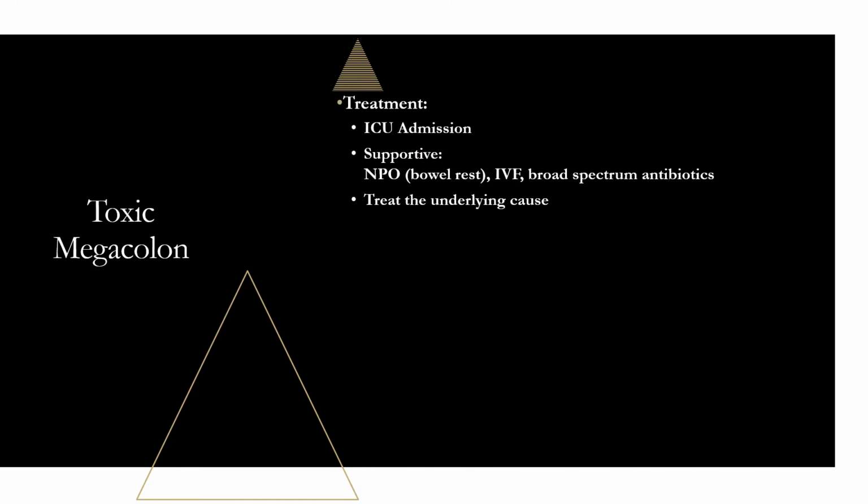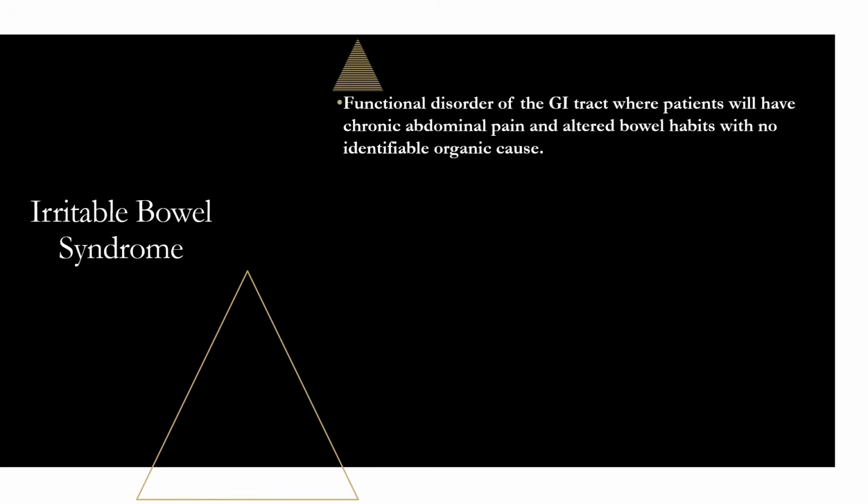Now let's move on to irritable bowel syndrome. Now, irritable bowel syndrome is a functional disorder of the GI tract where patients will have chronic abdominal pain and altered bowel habits like diarrhea, constipation, alternating back and forth with no identifiable organic cause. Now, if you're not familiar with the term functional disorder, what functional disorder means is that they have a disorder that can't be identified on either imaging or lab studies. So there's nothing specific to point to the cause of the symptoms these patients are having.